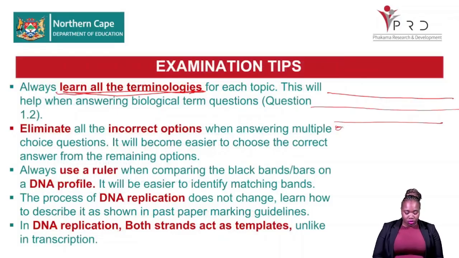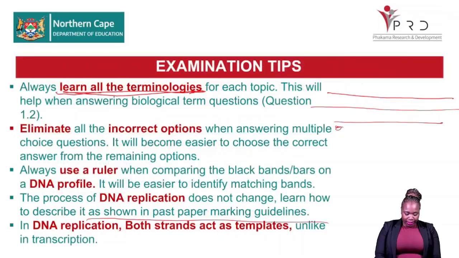Right. And then always use a ruler when comparing the black bands or the bars on a DNA profile. Remember, DNA profiles are going to be compared based on where the black bars or the black bands are found. Based on that, you are then going to be able to say, okay, because both these individuals' bars have been found in the same place on that DNA profile, it means that they share some type of genetic material. So it is very important to be able to compare them properly by using a ruler.